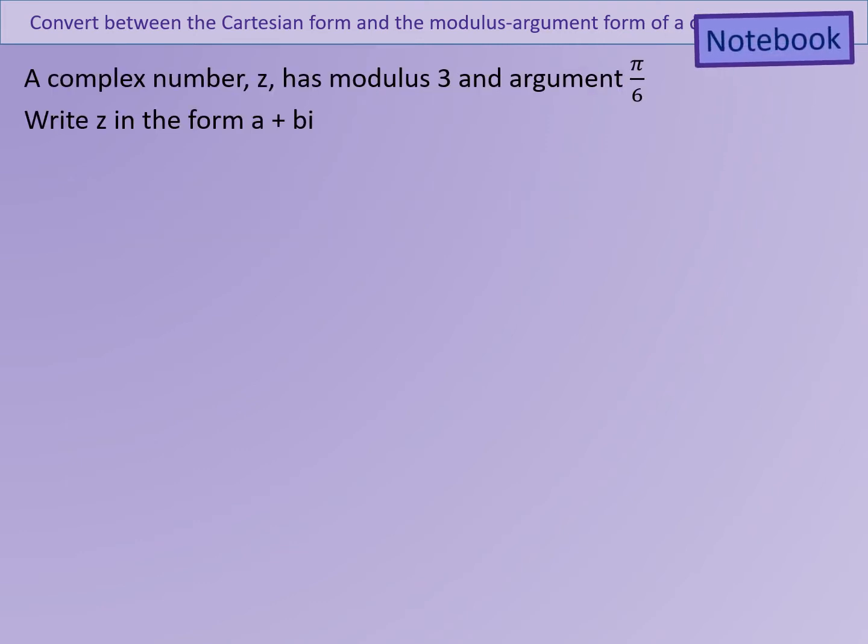So the first example, we're going to change a complex number with a modulus of 3 and an argument of pi by 6 into Cartesian form. We're going to write it in the form a plus bi. Now we don't necessarily need to draw a diagram for this, but I think it always helps to give you an idea as to what your answer is going to look like. So I'm going to draw a diagram.